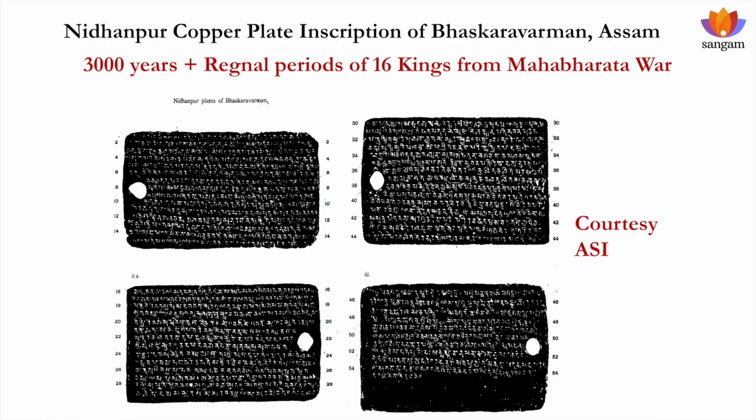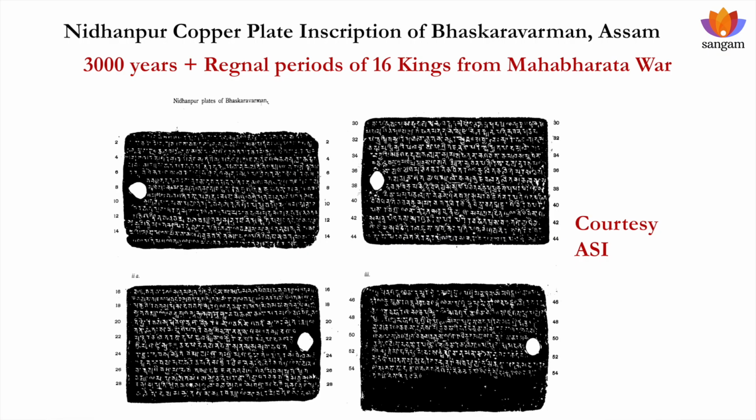This is the famous Nidhampur copperplate inscription mentioned by our beloved doctor. Now, he mentioned this Nidhampur copperplate inscription of Bhaskara Varma of Assam. It mentioned the genealogy of Bhaskara Varma from the Mahabharata War. It mentions Bhagadatta, who fought with Vijaya. Vijaya is another name for Arjuna. And in the Drona Parva, Vedavyasa mentioned a full adhyaya on the fight between Bhagadatta and Arjuna.